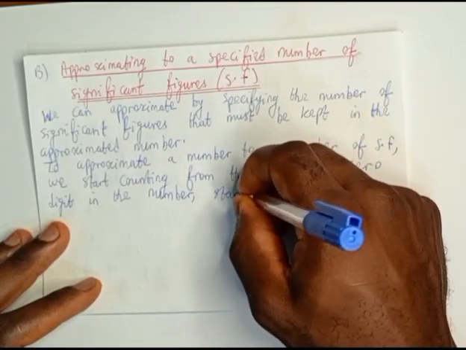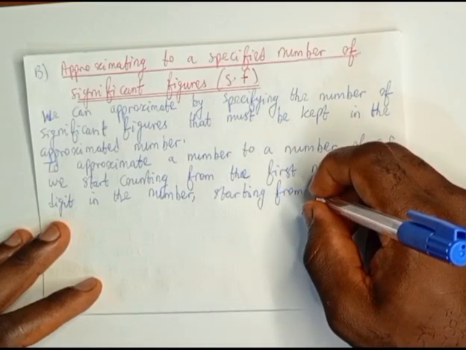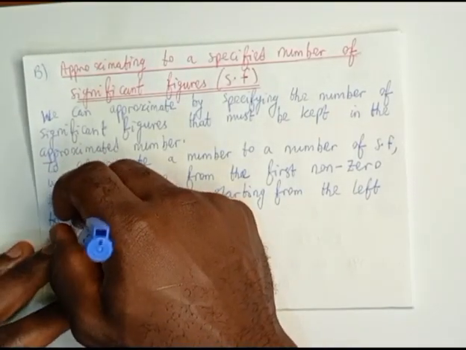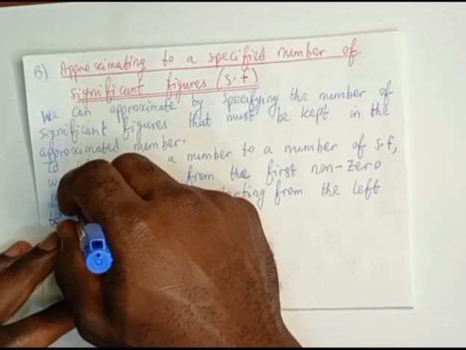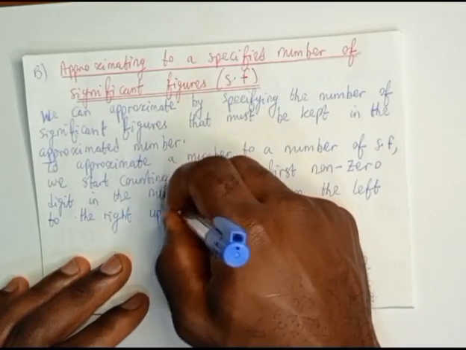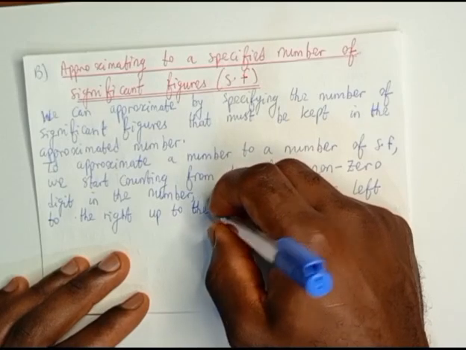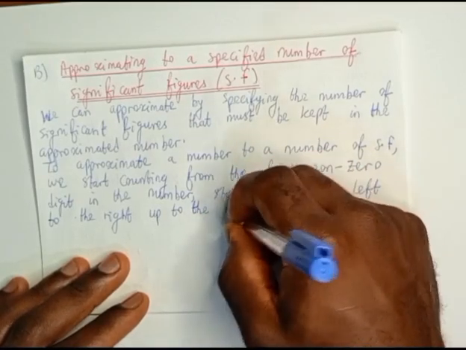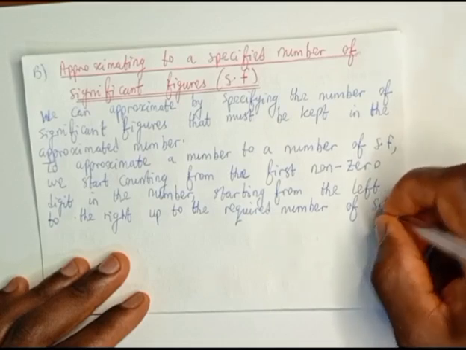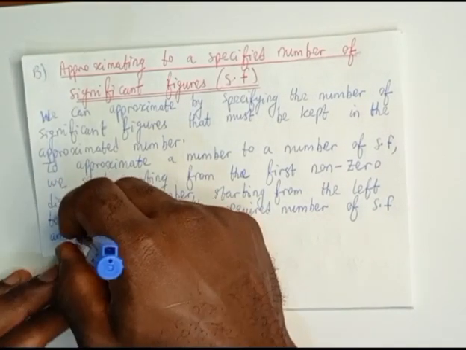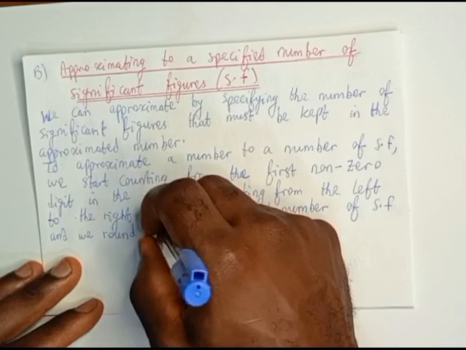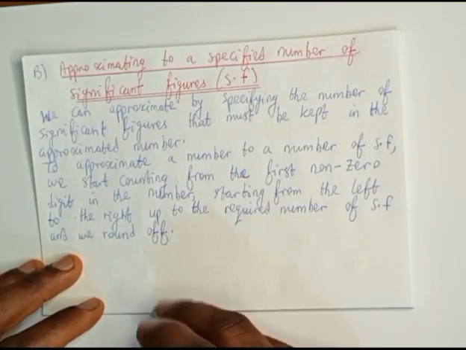Starting from the left to the right, up to the required number of significant figures, and we round off. We round off to eliminate the other digits which are not required.